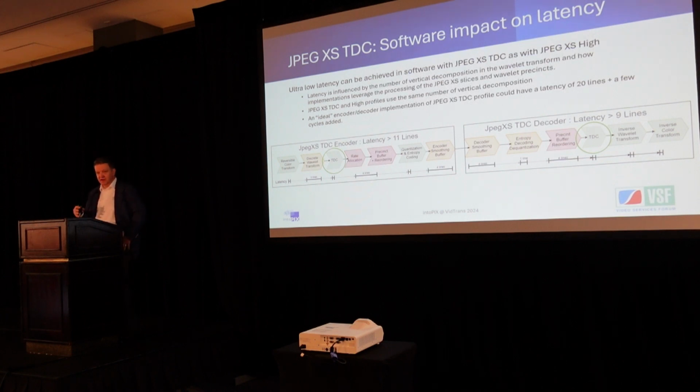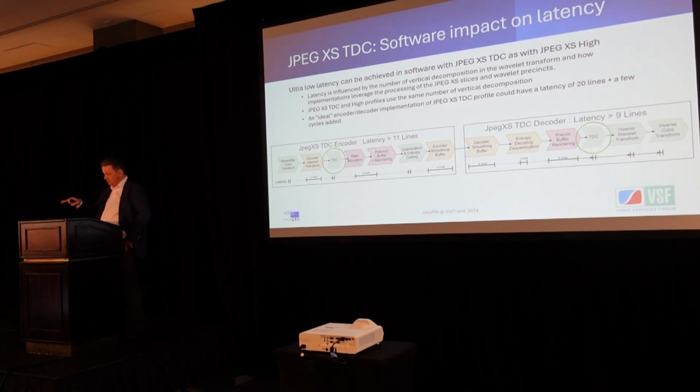And then just a couple slides on what you can expect from the software side of performance with JPEG XS, TDC versus JPEG XS high. What influences that most is, in the wavelet compression, the vertical decomposition that's going on. That's the biggest factor. And you'll see that TDC and high profile use the same number of vertical decompositions, so you're going to be in the same kind of performance.